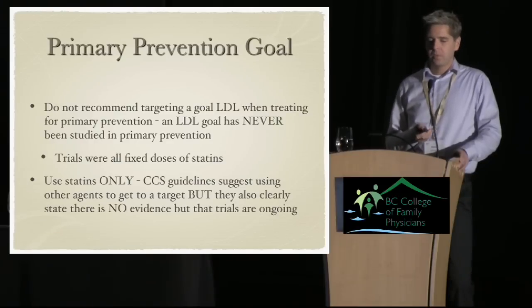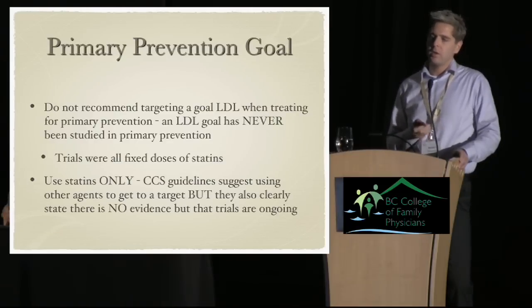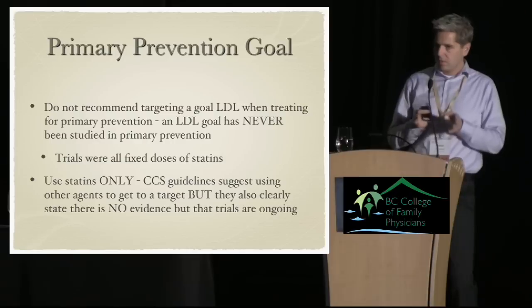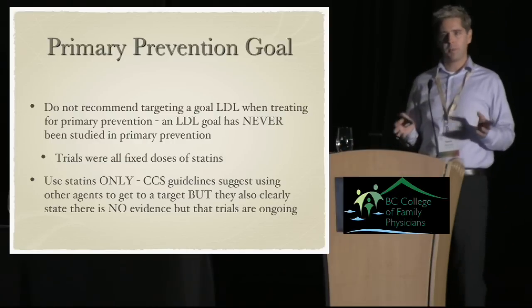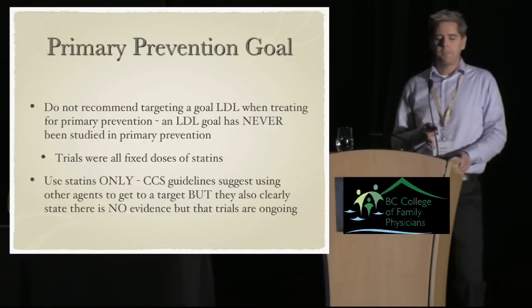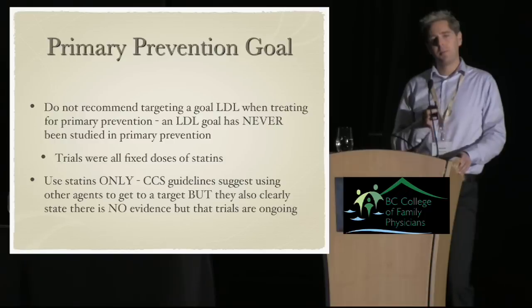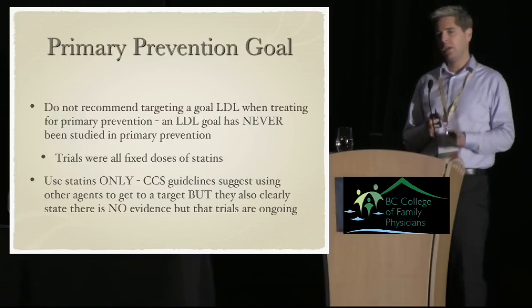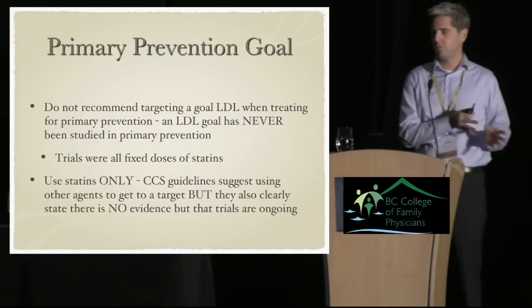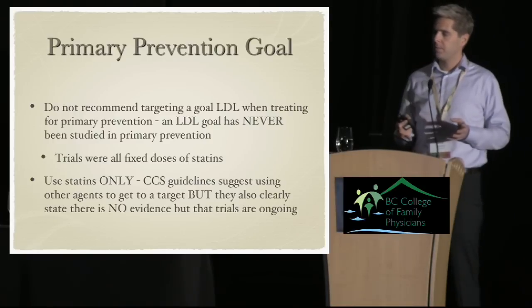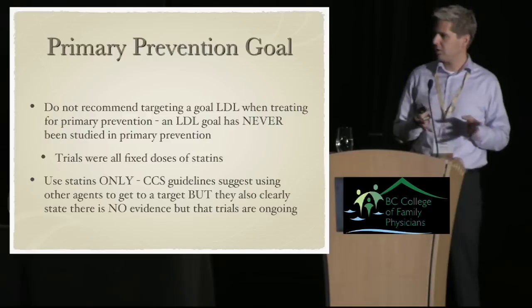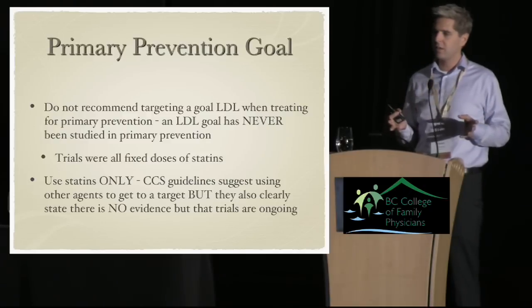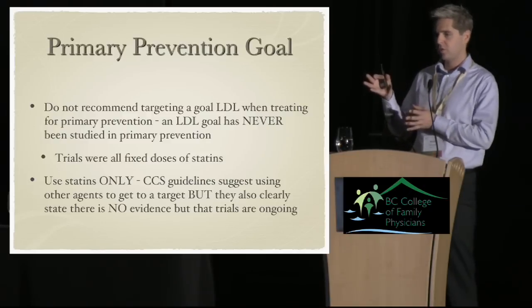Primary prevention goal. I don't recommend targeting an LDL level. The guidelines are kind of mixed on that. They'll say drop it by 50%. All of the primary prevention trials looked at fixed doses of drugs. They didn't say if we get somebody to 3 versus 2 versus 4, who does better? And in fact, like I said earlier, they showed it didn't really matter where you got the LDL. It didn't really matter where you were starting from.